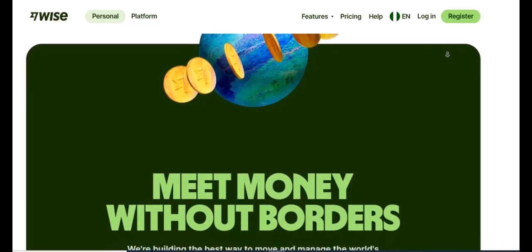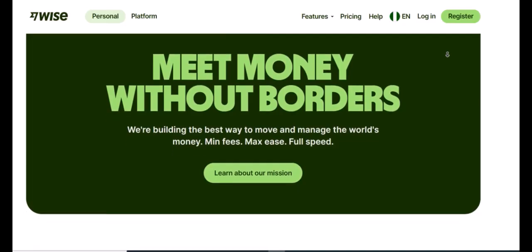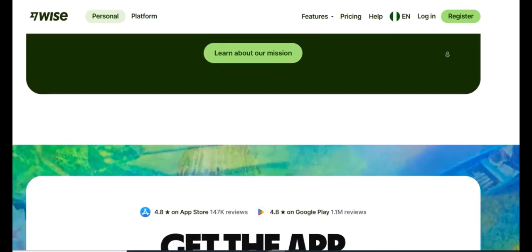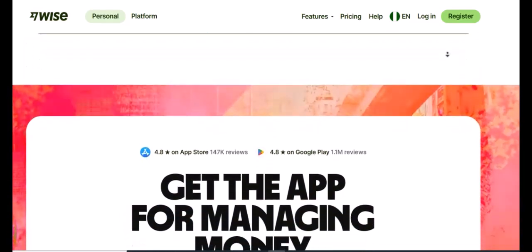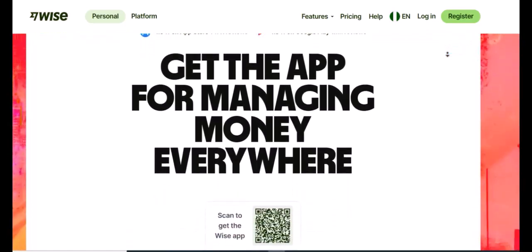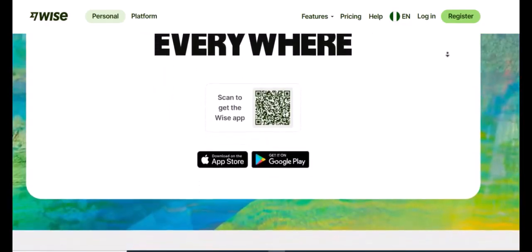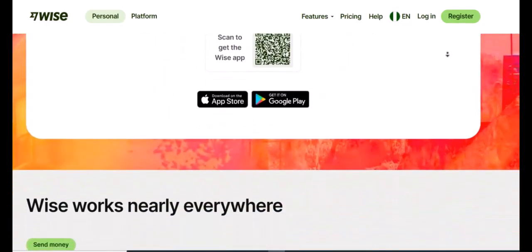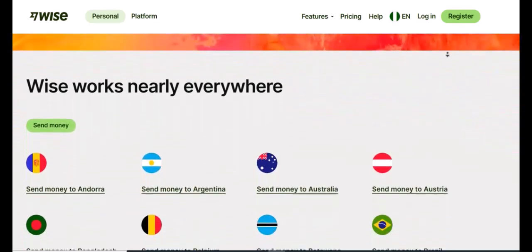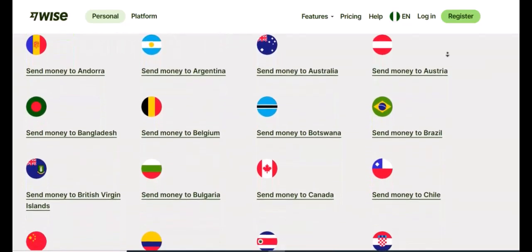Review and confirm. Before the transfer is initiated, Wise will provide a summary of the transaction, including the amount, exchange rate, fees, and the estimated arrival time. Double-check all details carefully to avoid any issues. Transfer processing. Once you confirm, Wise processes the transfer. Because Wise utilizes local banking networks wherever possible, these transfers are often much faster and cheaper than traditional international wire transfers through banks.